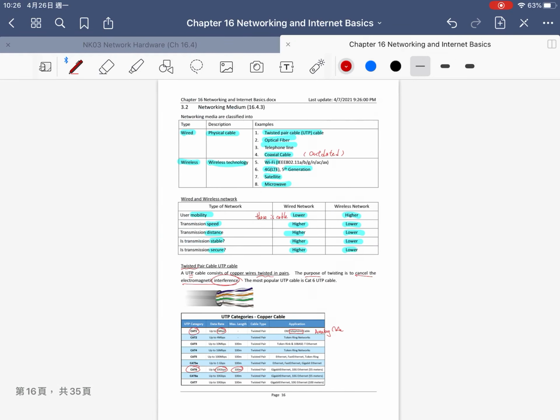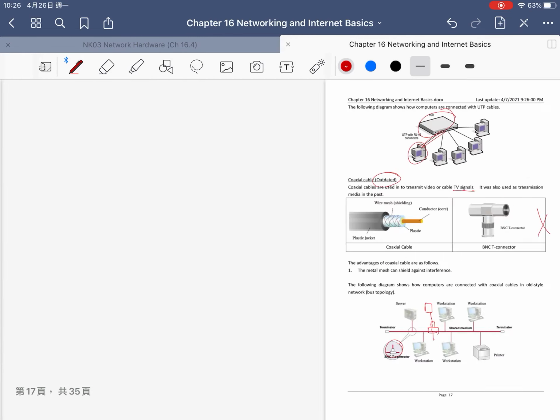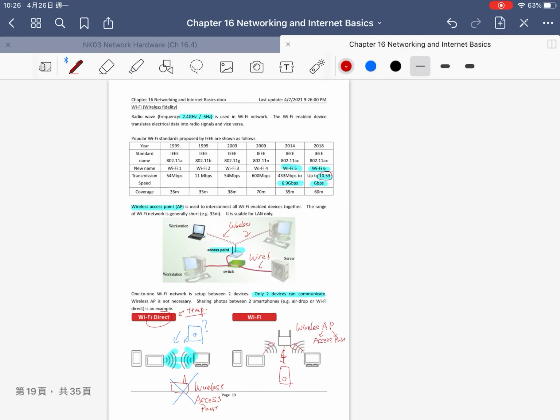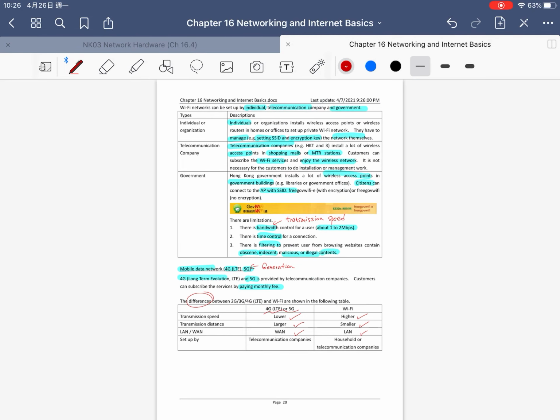I think there is some passage about the Wi-Fi network. You can find it out in the notes. Wi-Fi. No, not this one.